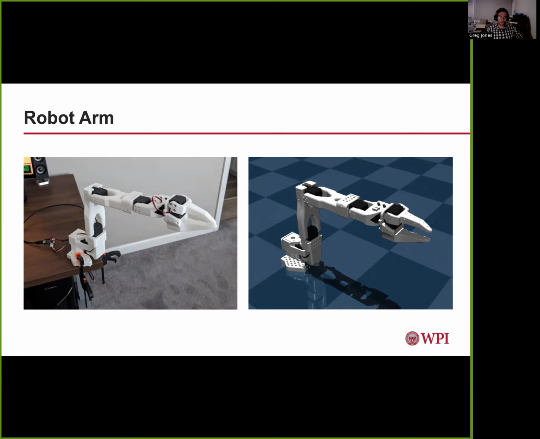On the left is the physical robot arm. On the right is the simulated version in MuJoCo. And it has 6 axes of control, each using position-controlled servos.